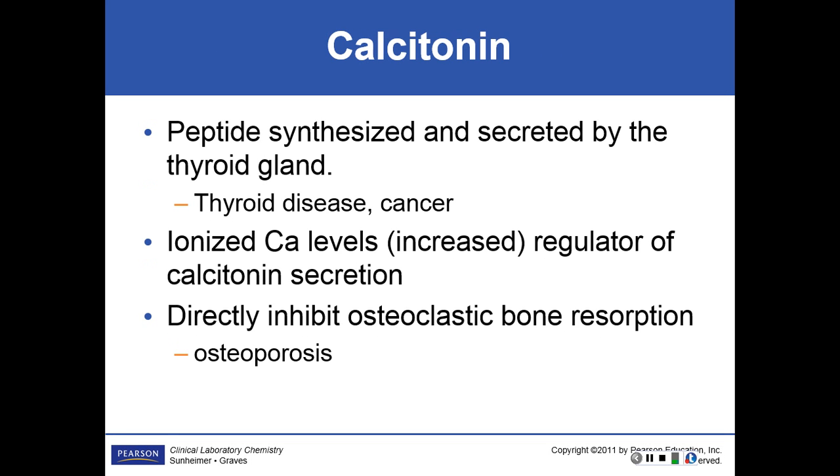Calcitonin is another hormone that we measure. It's a protein secreted by the thyroid gland. We will see it elevated in thyroid diseases and cancers. Ionized calcium regulates the secretion of calcitonin.